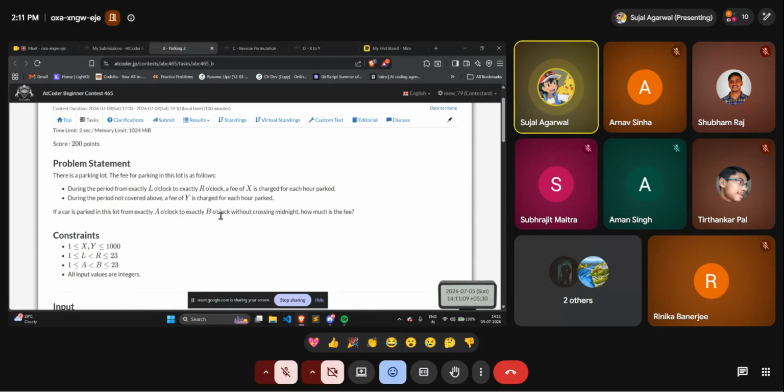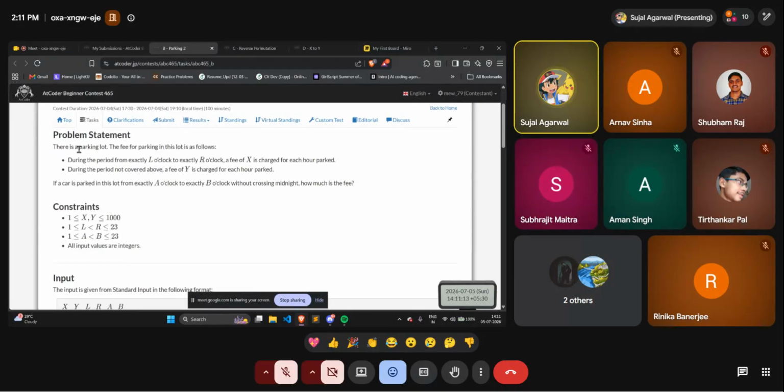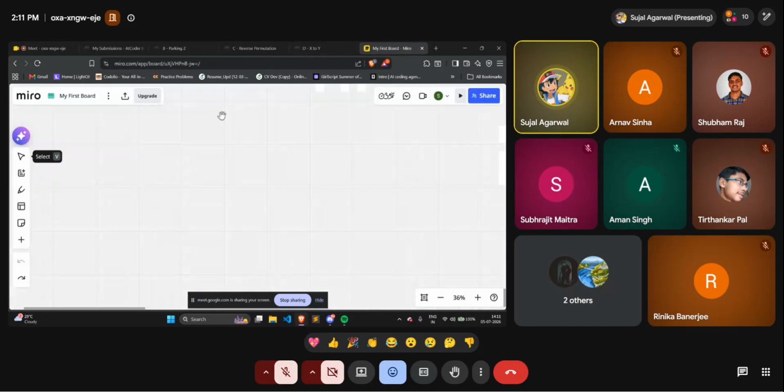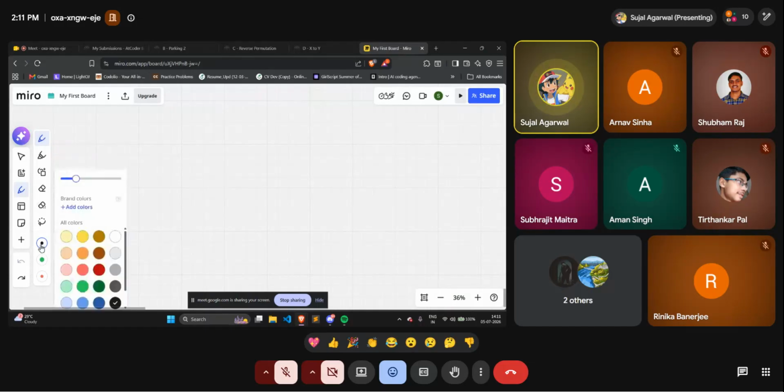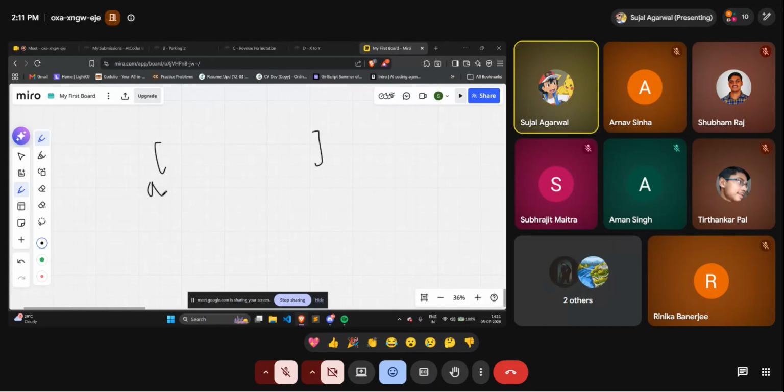So, parking too. Basically, the problem says there's a parking lot. The fee for parking in this lot is as follows. During the period from exactly L to exactly R o'clock, a fee of X is charged for each hour parked. During the period not covered above, a fee of Y is charged for each hour parked. Let me go to the board. In the problem, there is a given range A to B, like you are parking a car from A to B, and there is a range given L to R in it.